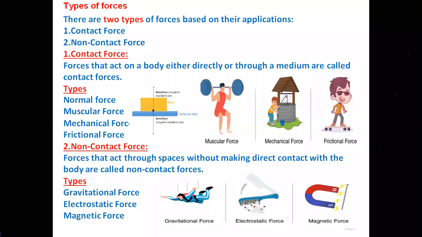Next, electrostatic force. In the electrostatic force, we have charges. Unlike charges are attracted to each other. So that is a representation. And the third one, magnetic force. There is a nail in front of the magnet. A magnet has two poles, north and south. So magnetic force means the magnet attracts the iron with a force, that is magnetic force. So these are the different types of forces we have.